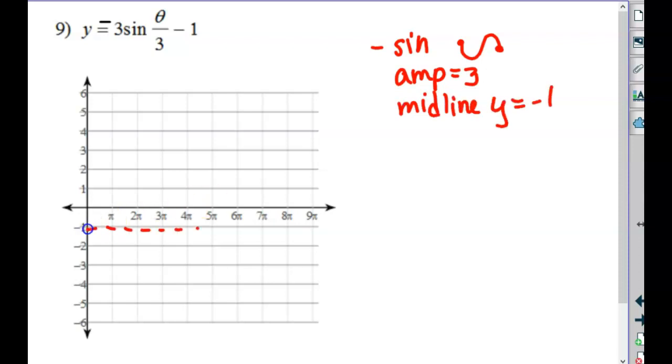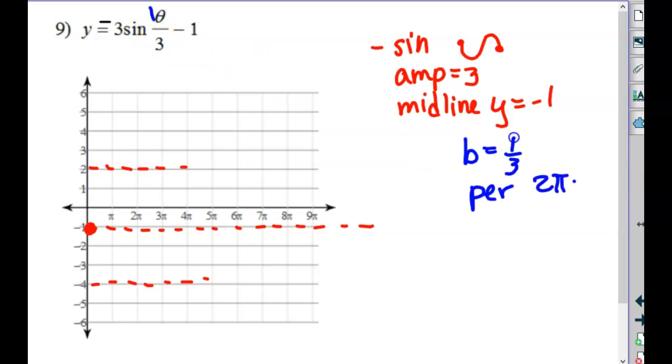Because they gave us graph paper, which I do not do on the quiz, guys, you get to draw your own. Okay, there's nothing, it's just a blank space. It's down at -1. It does not have a phase shift, so it's going to start at the midline. It's going to go down 3 and up 3, which will be at 2 and -4. It starts going down. What's the period, though? B is 1/3. Everybody good? So the period would be 2 pi divided by 1/3, or 2 pi times 3/1, or 6 pi. So it's supposed to go all the way out to 6 pi.